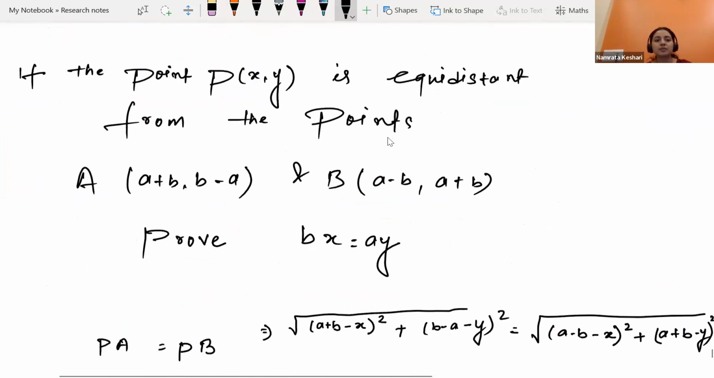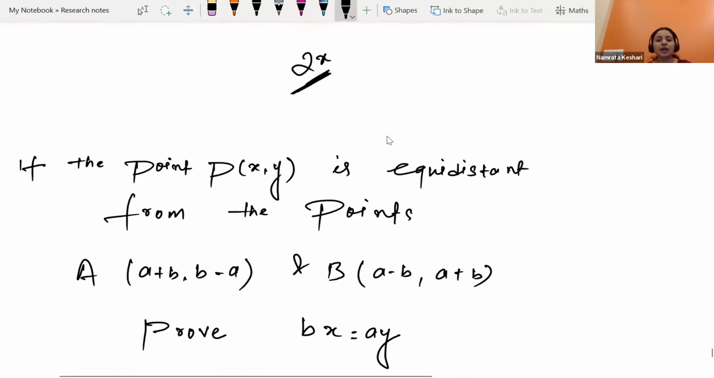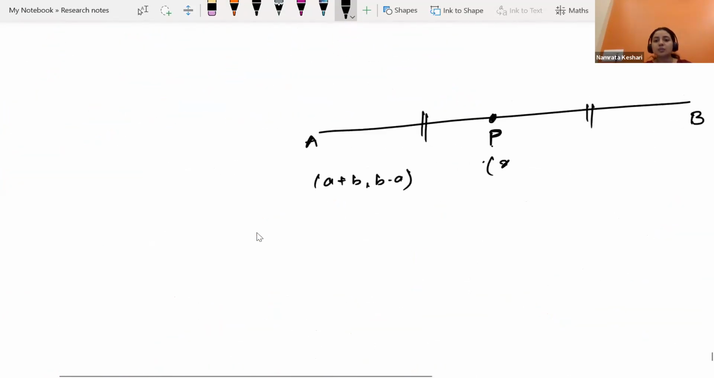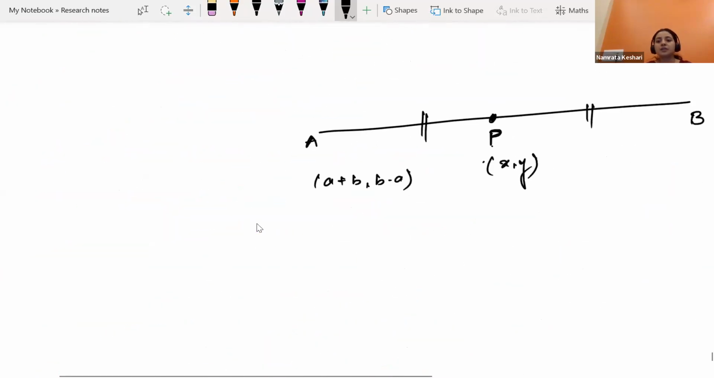What is A? A plus B, B minus A plus B, B minus A. And P is x comma y, P is A minus B, A plus B. This P is equidistant, having the same distance from A and B. So we can also take it that AP and PB are both the same. Hence P must be the midpoint.